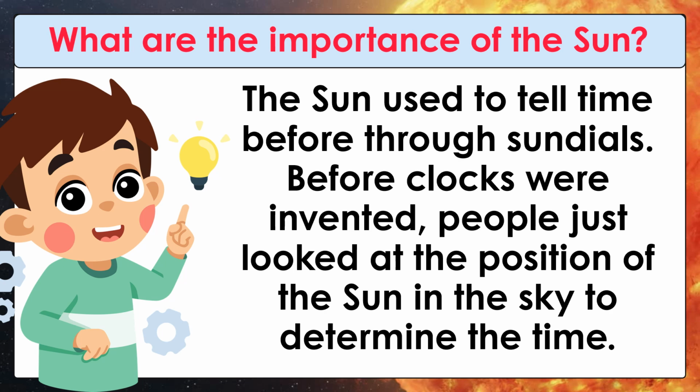The sun used to tell time before through sundials. Before clocks were invented, people just looked at the position of the sun in the sky to determine the time.